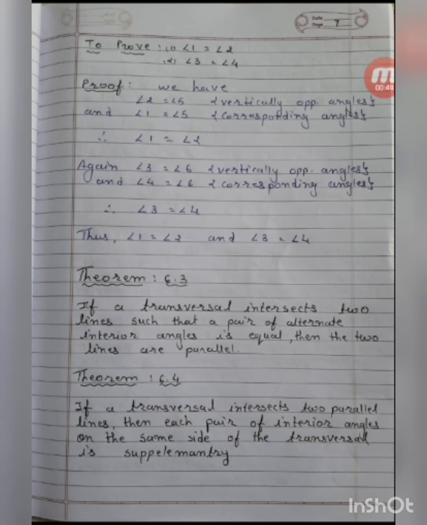If a transversal intersects two parallel lines, then each pair of interior angles on the same side of the transversal is supplementary. Supplementary means the sum of the two angles is 180. So here you can prove that if a transversal intersects two parallel lines, then each pair of interior angles on the same side of the transversal is 180. The sum of the angles is 180.